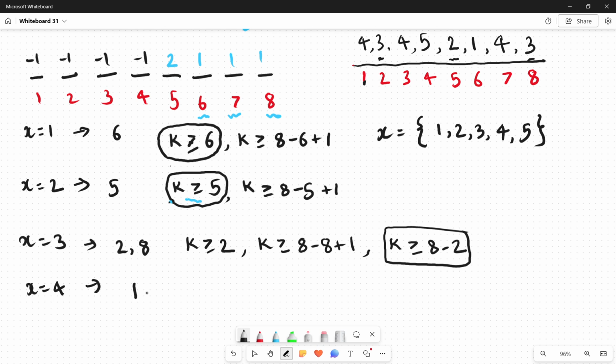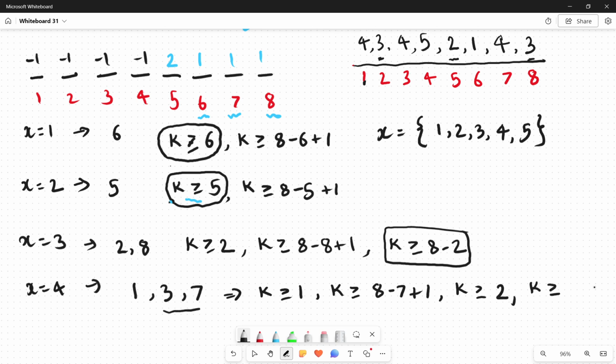It occurs at the first index, third index and seventh index. So here k should be greater than or equal to 1, k should be greater than or equal to 8 minus 7 plus 1, k should be greater than or equal to 3 minus 1 which is 2, and k should be greater than or equal to 7 minus 3 which is 4. So basically what I can see is that this is the intersection, right? So yes, I can fill the value at index 4 as 4.